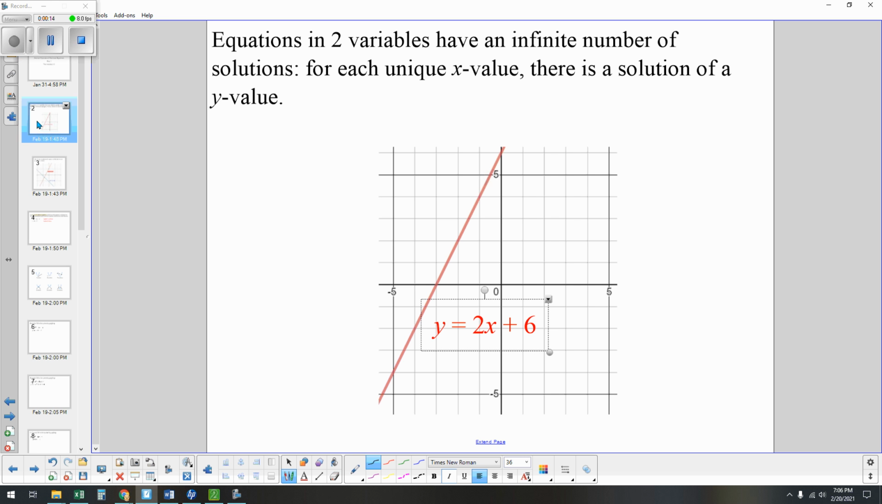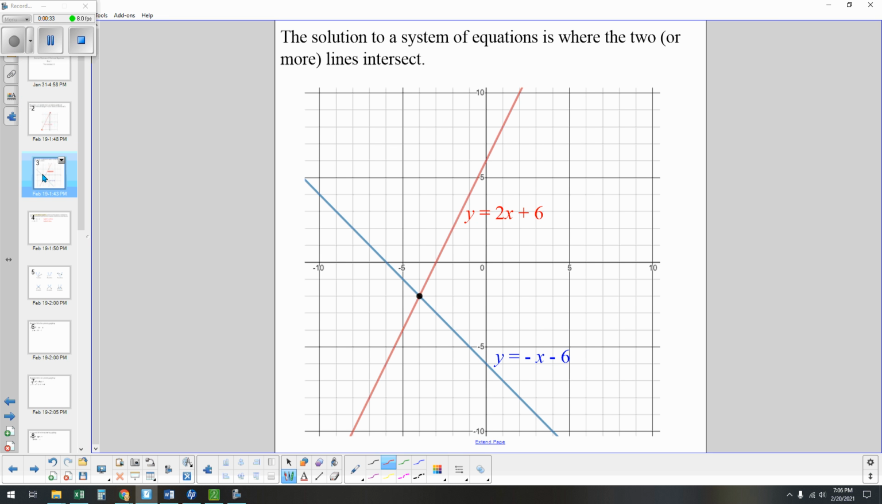So all equations in two variables have an infinite number of solutions because for each unique x value, there's a solution of a y value, right? So that's why it's a line and there's usually arrows on both ends to show that it goes forever. And every single point on that line is considered a solution of that equation. When you introduce two equations, or a system of equations, where they intersect is considered the solution for the system.